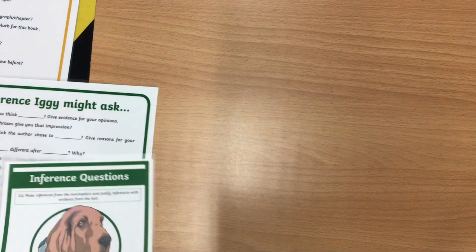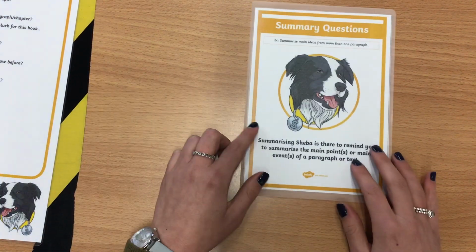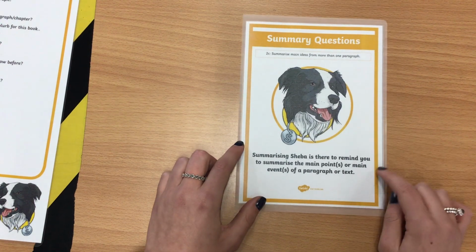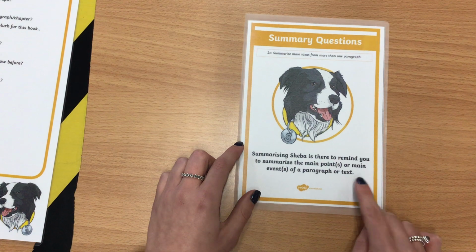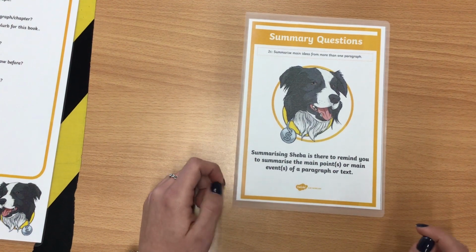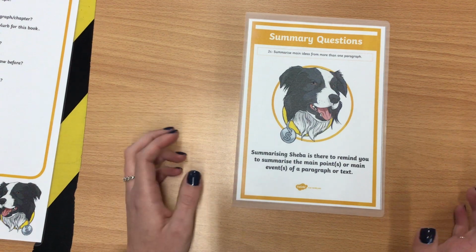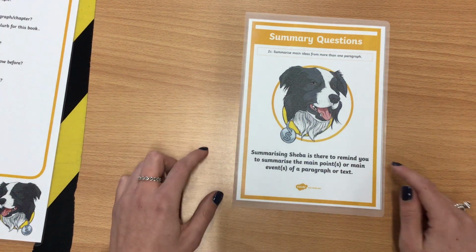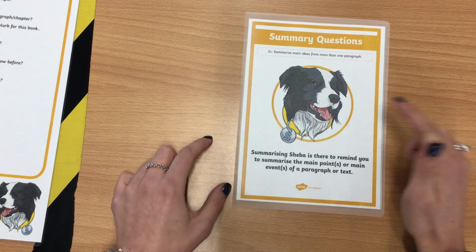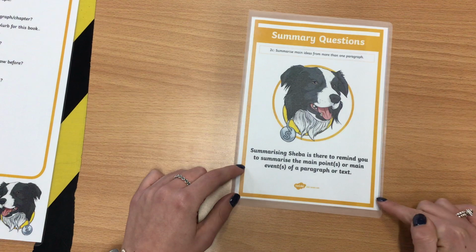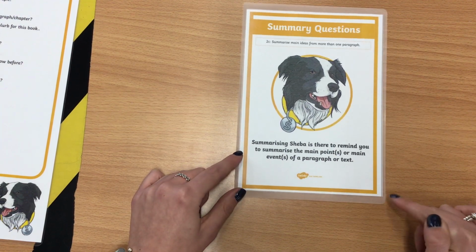Okay. Last one now is we're going to look at Summarising Sheba, okay? So summarising questions are there. She's there to remind you to summarise the main points or the main events from a paragraph or text, okay? So sometimes we might ask you to summarise or give an overview of a whole text you've read. Other times it might just be a paragraph or it could be a main point that you've read as well. So this is all about picking out the main ideas. This shows you've got a really good understanding and a really good recall of what you've been reading.